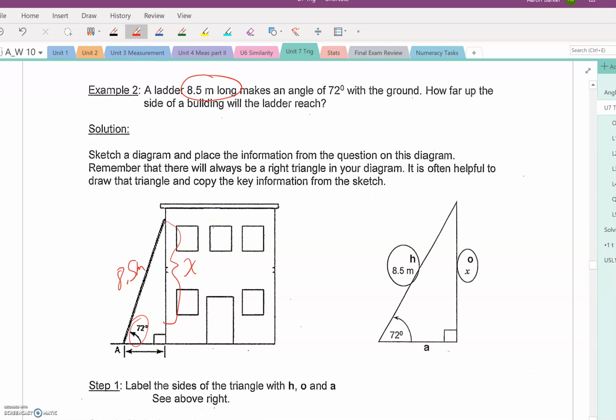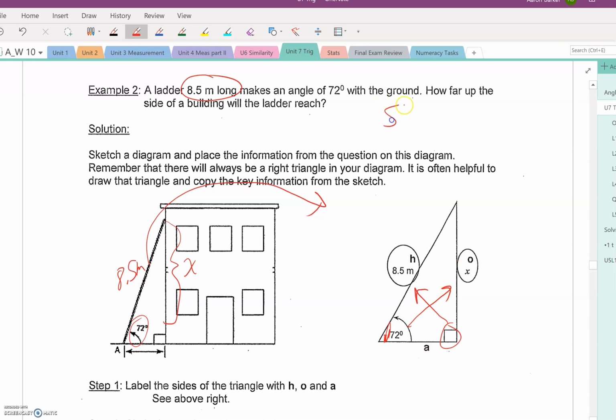And so we can take this and make a simple triangle. Now, here's 90 degrees. We're going to label our HOA. H is across from 90. Here's our angle of interest, 72 degrees, so that would be the opposite side, and A is left over.